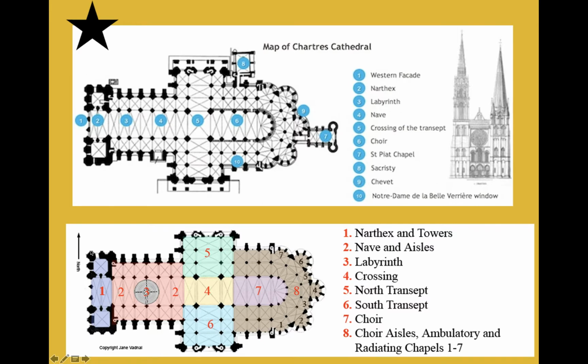Narthex is where you enter the church. That's like the entrance, like your vestibule, your foyer, whatever you want to call it. Then we move into this red part, which is the nave. That's where you sit. Okay, that's called the nave.